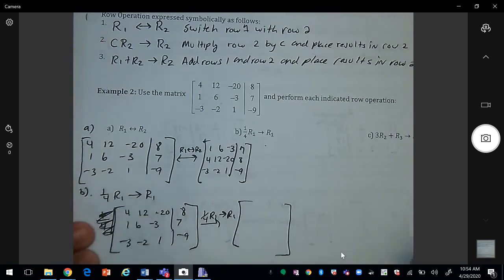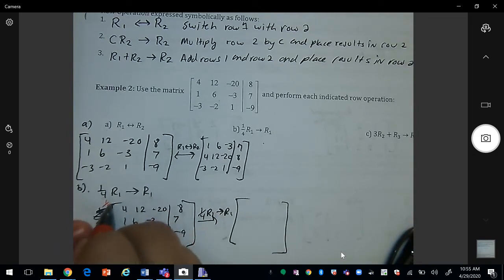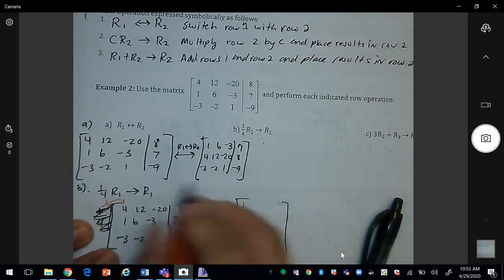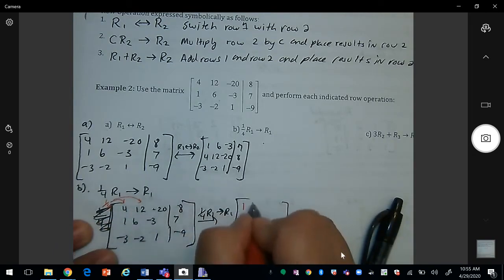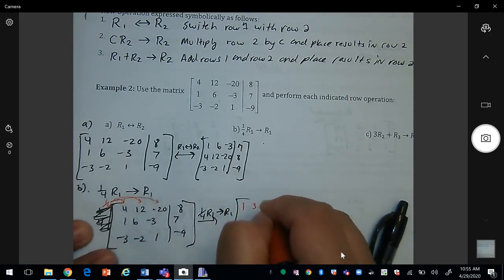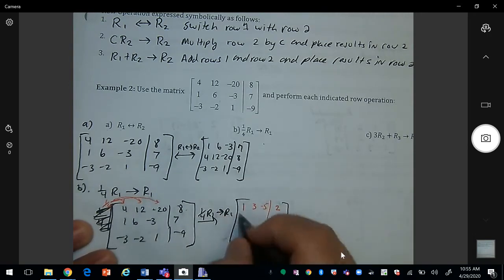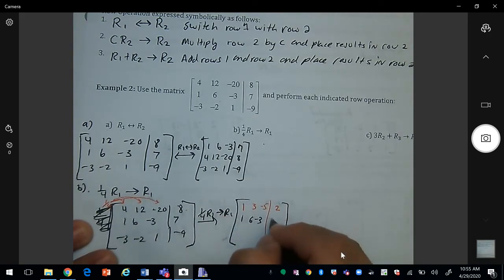So here's my row 1, and I'm going to multiply that times 1/4. So 1/4 times 4 is going to be a 1. 1/4 times 12 would be a 3. 1/4 times -20 would be -5. 1/4 times 8 would be 2. And then the rest of the matrix will remain the same as we didn't multiply those rows by any other number.